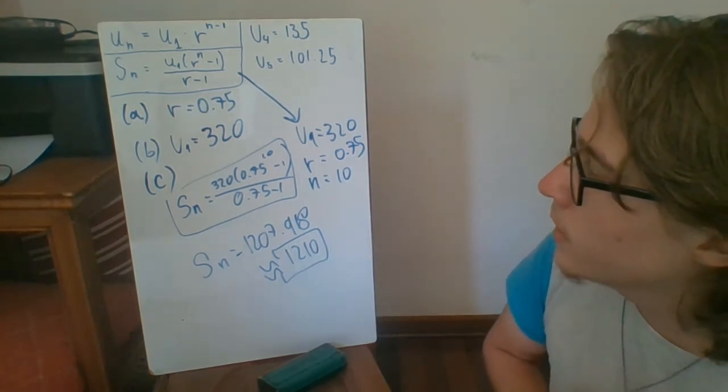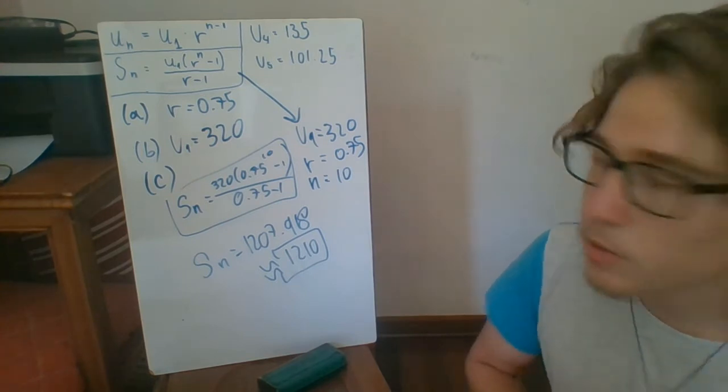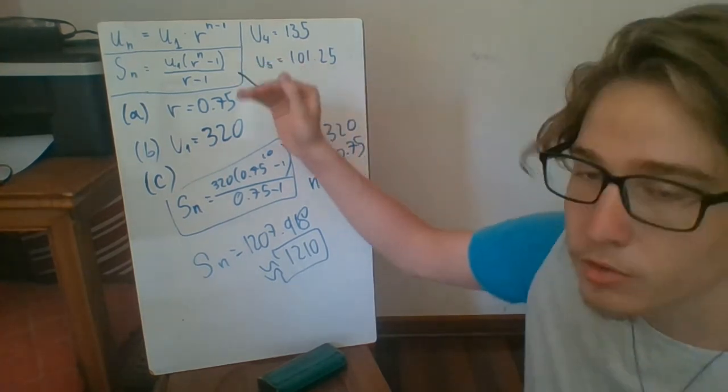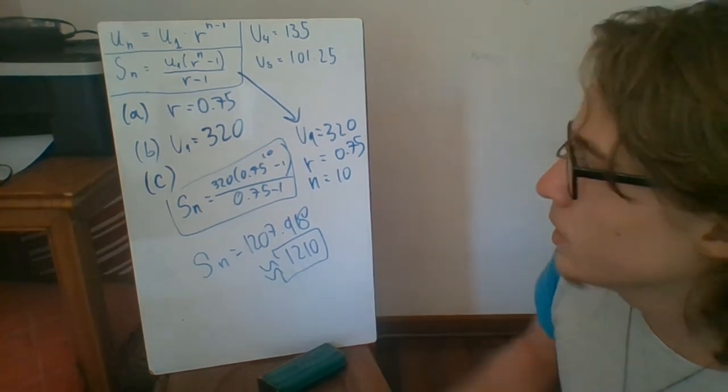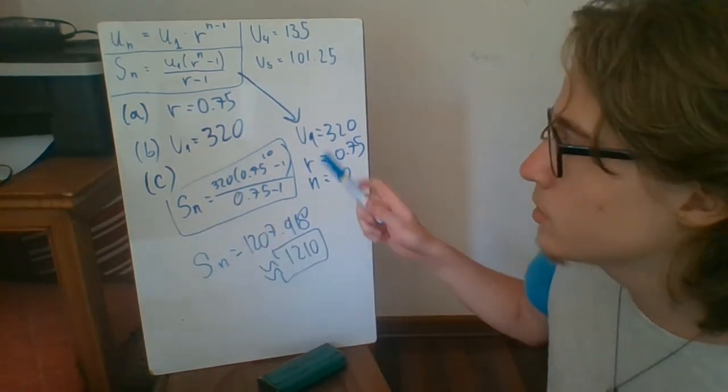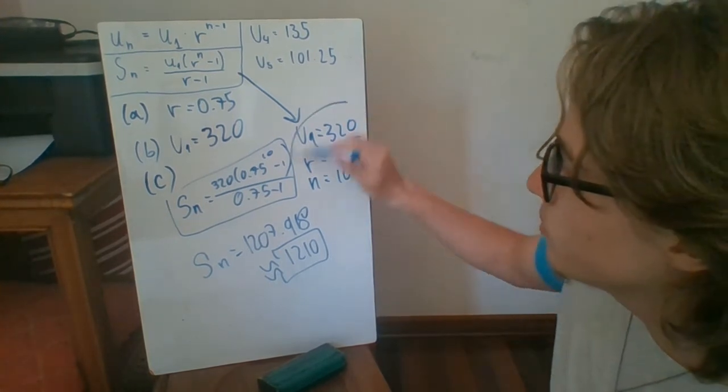I do want to say that in almost all IB problems, if you don't do part A first, part B is going to be very hard because they're usually complementary to each other. That's why part C was super fast. It was just plugging and chugging because I already had the values that I needed from before.